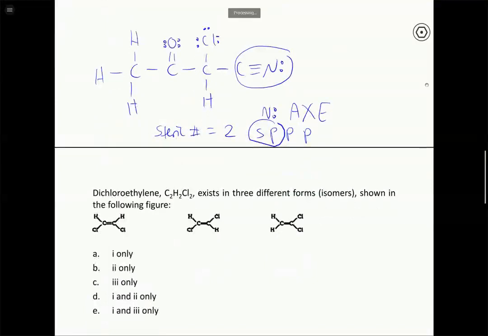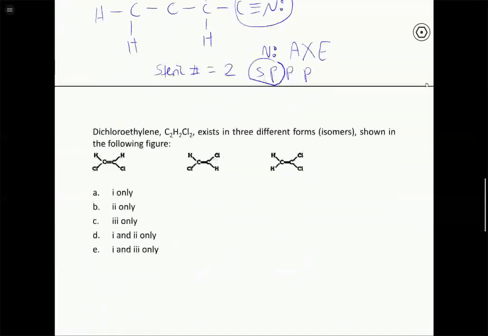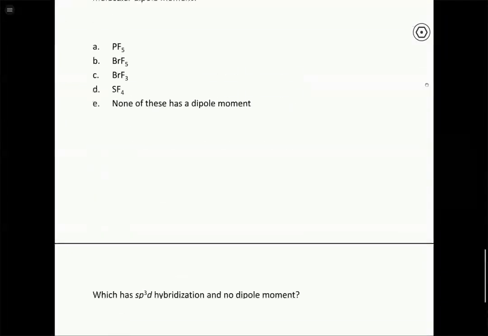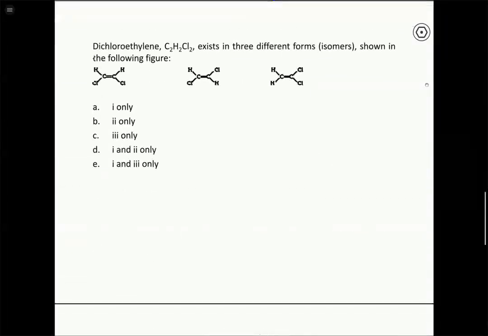Alright, the rest of the problems here deal with molecular polarity, which is one of the more difficult topics in this section to wrap our heads around. So I'm going to do 3 problems here that deal with molecular polarity. The first one dealt with dichloroethylene, C2H2Cl2, which has 3 different forms or isomers shown in the following figures. These are kind of small, so I'll reproduce them. Alright, so one of the structures, the first one, looks like this.